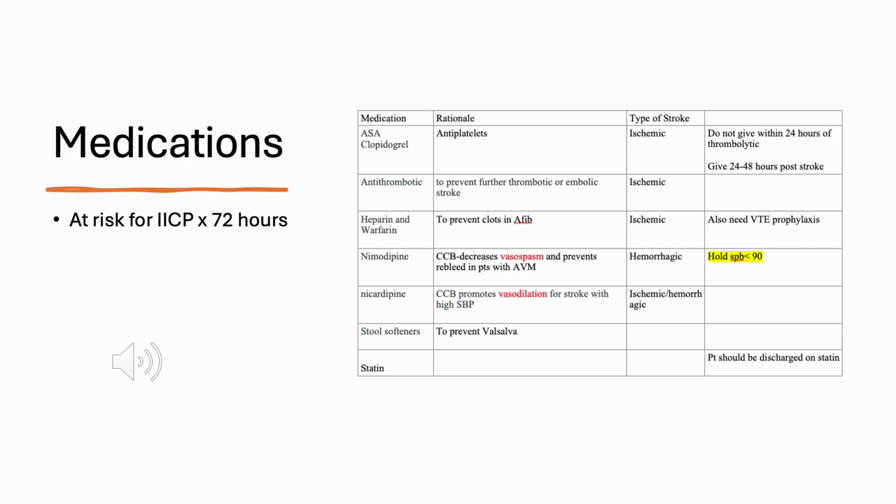Nicardipine is another calcium channel blocker that promotes vasodilation for both stroke and high systolic blood pressure. So that would be given for ischemic or hemorrhagic strokes. Stool softeners to prevent Valsalva or straining with bowel movements definitely need to be given. And then statin medications for patients with hyperlipidemia. They should be discharged on a statin if they've had ischemic strokes.